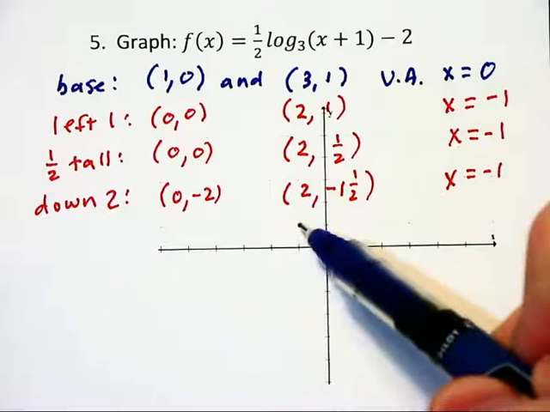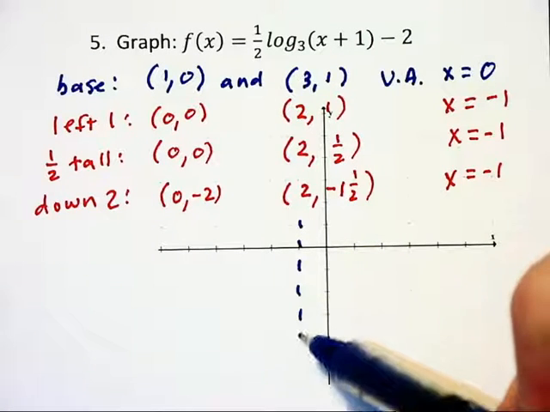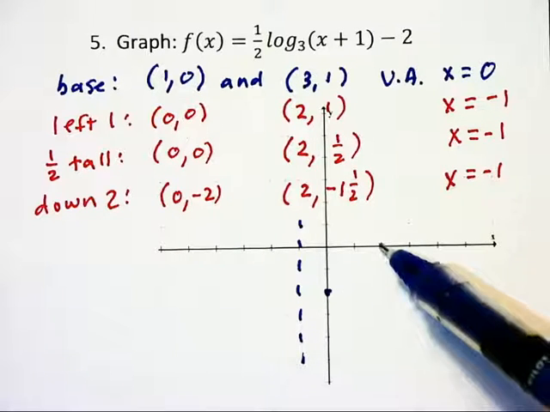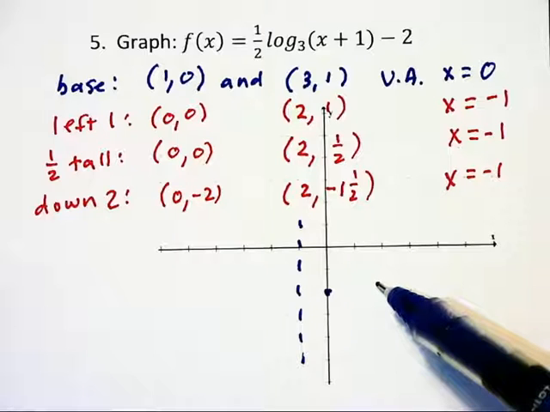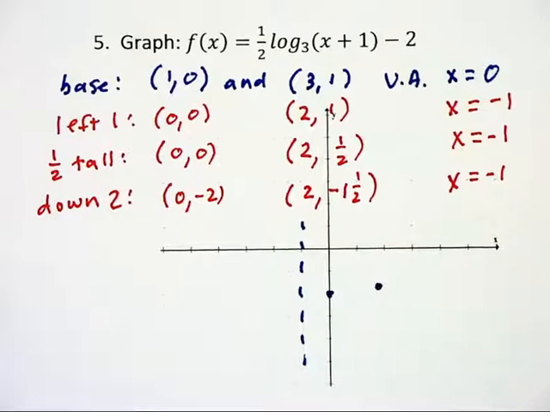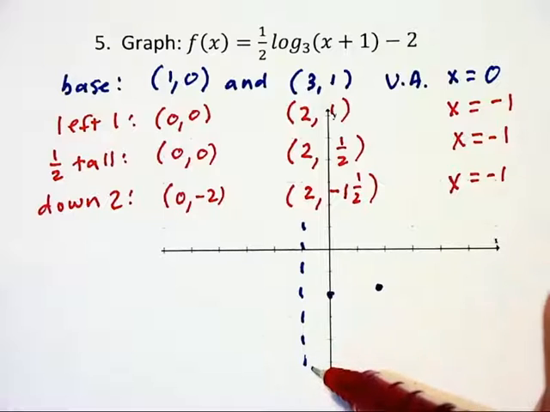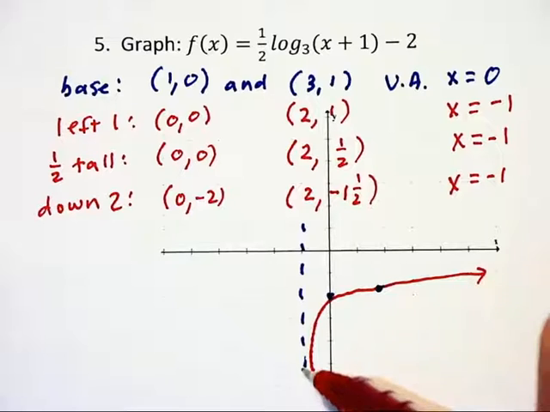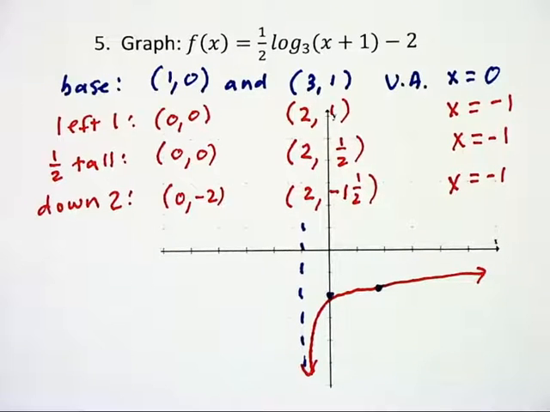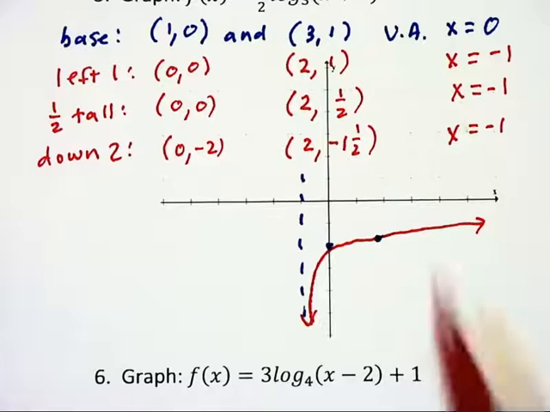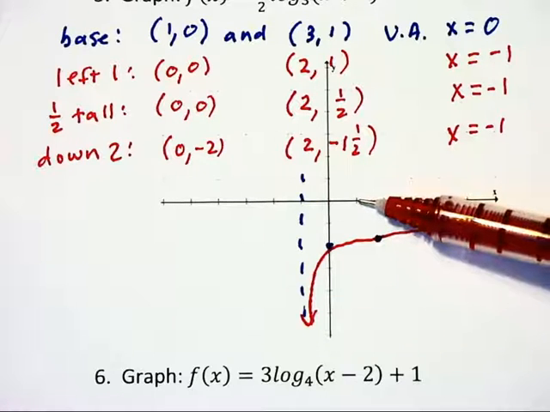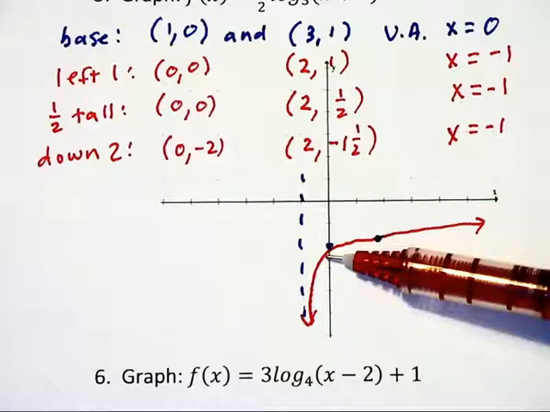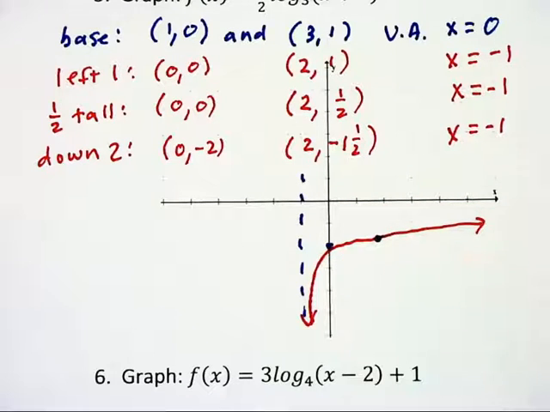I'm going to begin by plotting the vertical asymptote x equals negative 1, and then 0, negative 2 is 2 units below the origin, and 2, negative 1.5 will be right there. What do we have? We now have that our graph is going to look kind of like this. I probably could have made it look a little bit nicer, but notice how I've taken the original curve that would have gone through 1, 0. It's been shifted 1 left and down 2, and that whole transformation has been done to this graph.